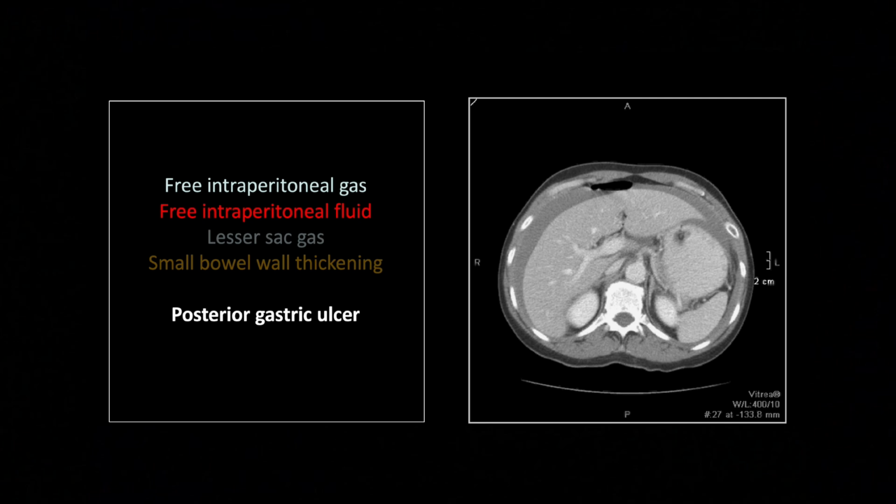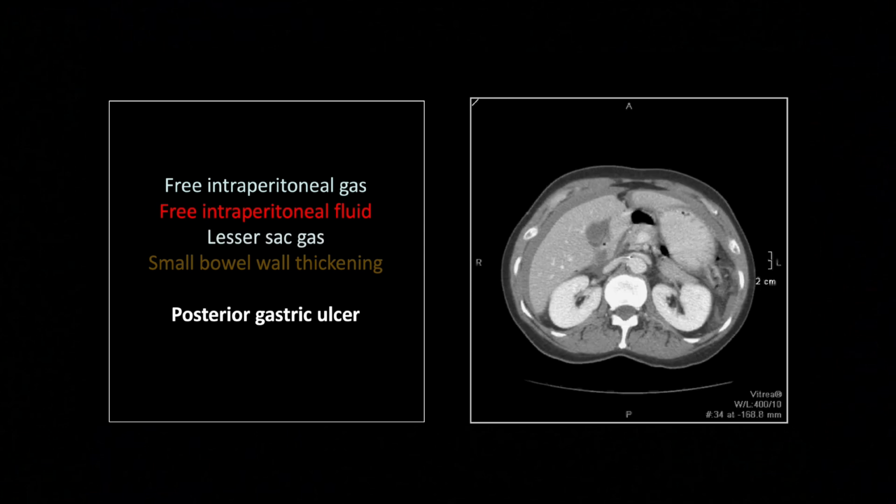All right, our next one. This is one of my favorite cases, and it's a favorite finding of mine. So you can see there is free intraperitoneal gas anteriorly. So we know there's a perforation. There's free intraperitoneal fluid as well. But here is the gas collection that really matters.